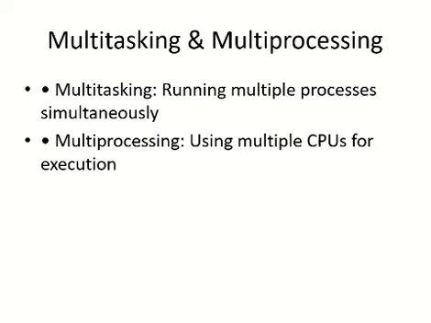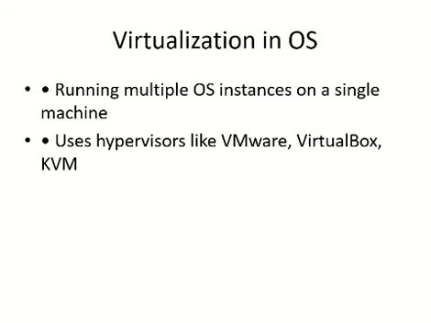Multitasking and multi-core processing. Multitasking is running multiple processes simultaneously. Multiprocessing means using multiple CPUs for execution.